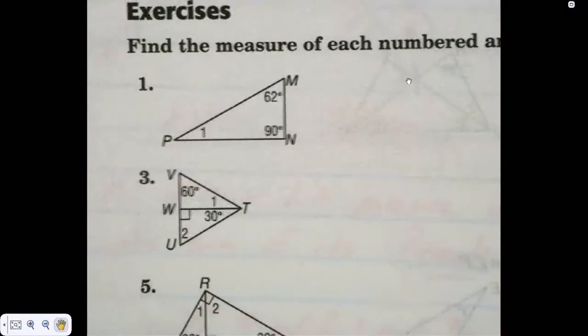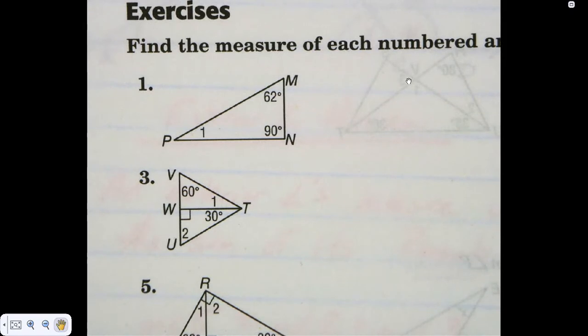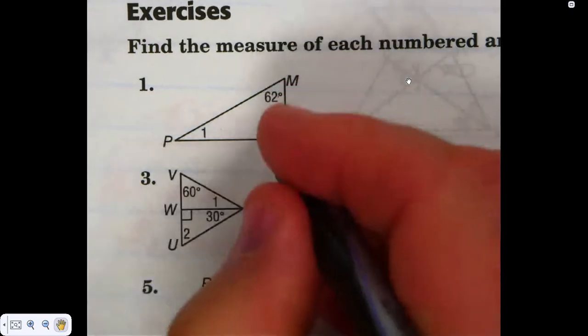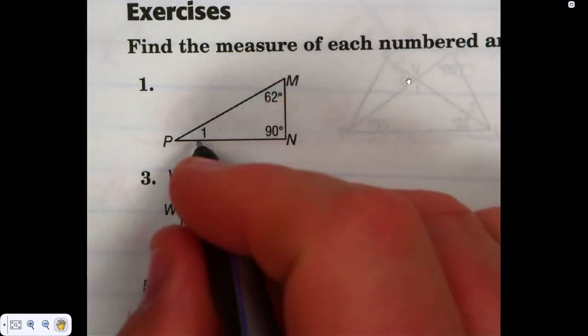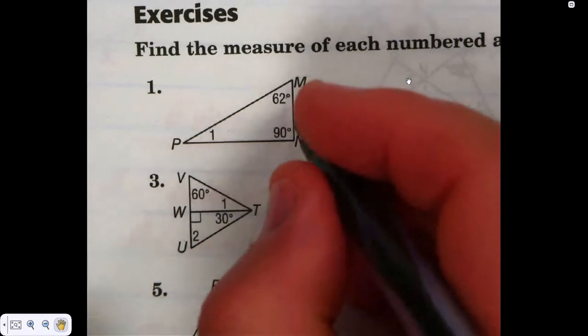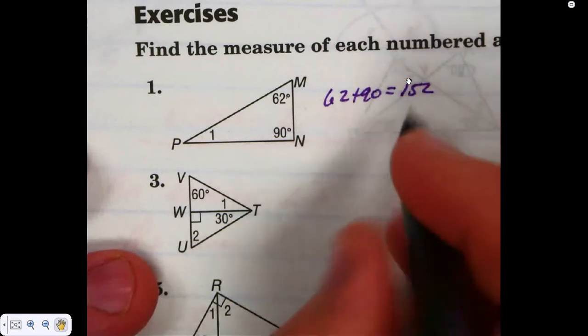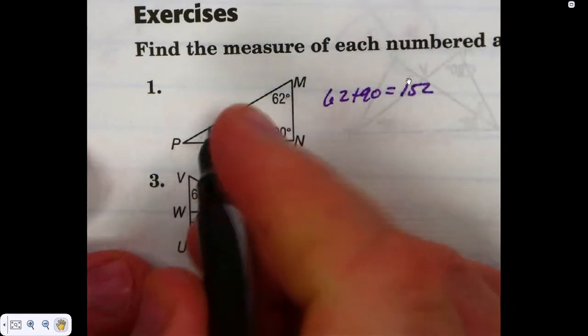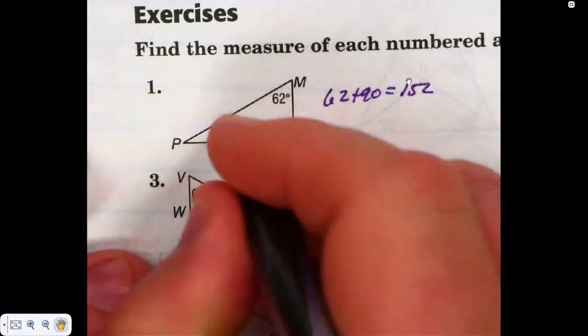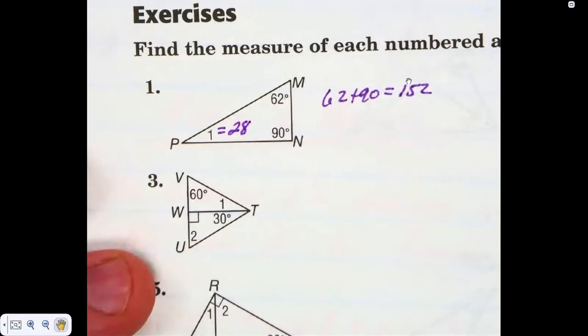They say find the measure of each numbered angle. Did they give you 2 of the 3 angles inside the triangle? Yes. So if you add those 2 up, then you know what's left out of 180 for the 3rd one to be, right? Does that make sense? So what's 62 plus 90? 152. So how much is left out of 180 for angle 1 to be? 28. How easy is that?